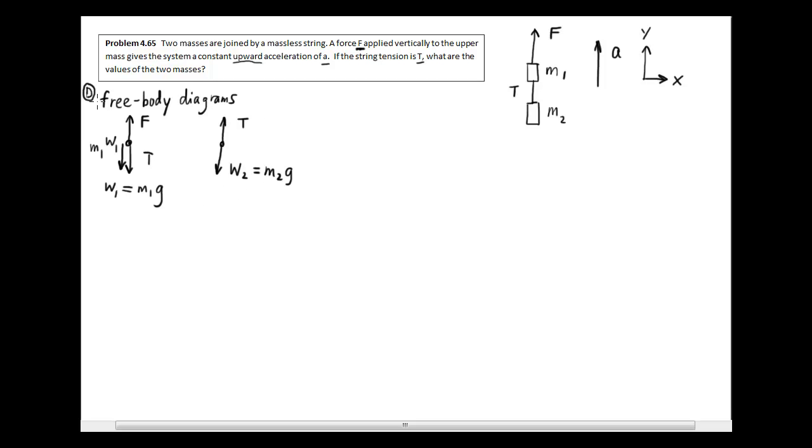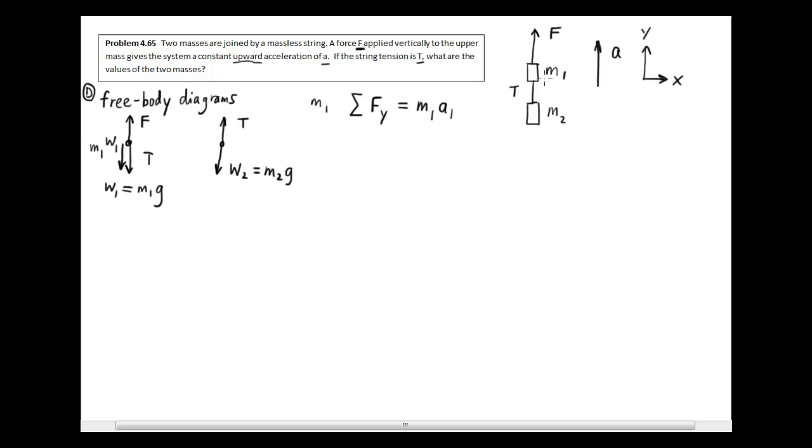So now we've put in the free body diagrams, and we move on to write down Newton's second law for the two masses. So for m1, the only direction of the forces is in the y direction, and so I'll add up all of the y components of the forces, and according to Newton's second law, that should be m1 times a1.